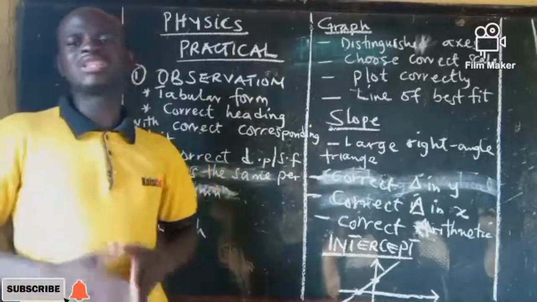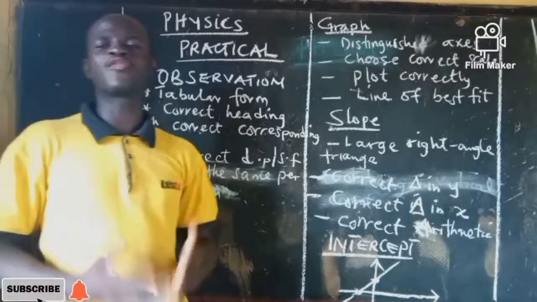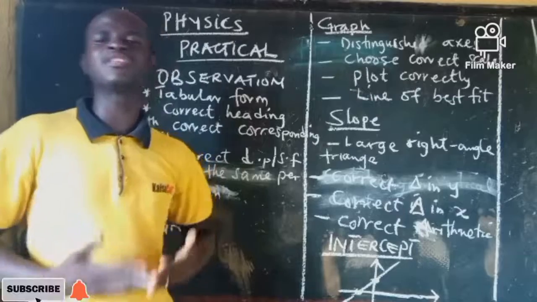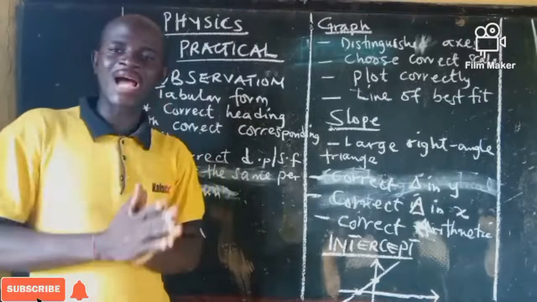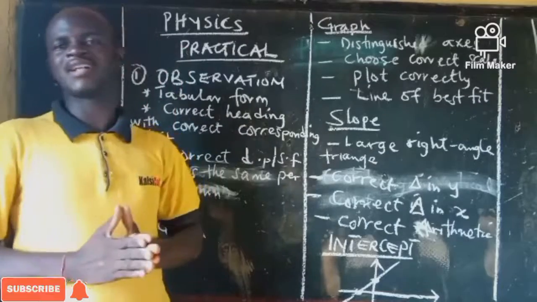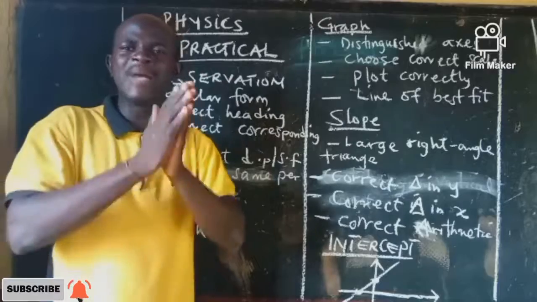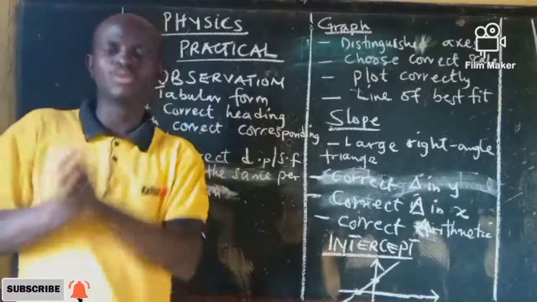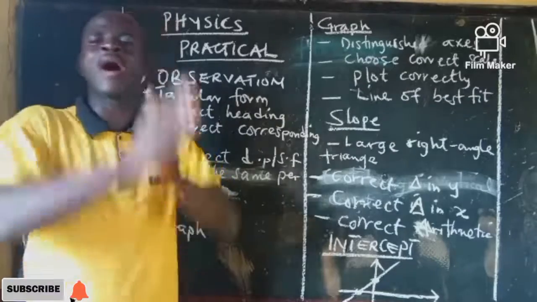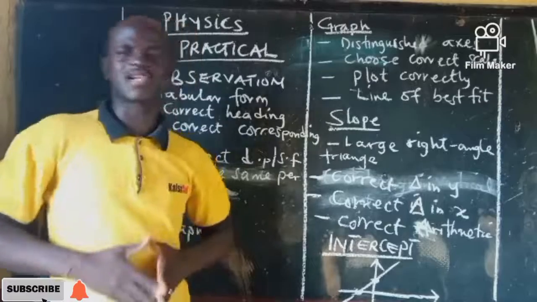For example, the apparatus that you are using, the degree of accuracy of that apparatus. For example, the degree of accuracy of a meter rule is 0.1 centimeter. That's the reason why if you are putting down your reading measured on meter rule, it must be in at least 1 decimal place measured in centimeter.